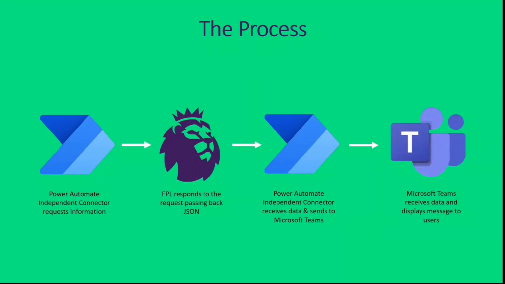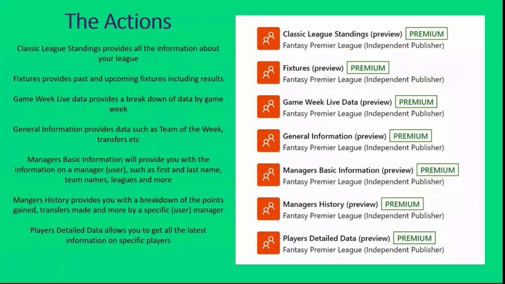So what can we actually do with this independent connector? We have multiple different actions. We have the classic league standing action, which essentially allows you to get all the information on your league. This is what the majority of people use, and it's what I use all the time. Then you have fixtures, so you can get upcoming fixtures and previously played fixtures, and you can get the score results from teams that have just played, etc. You have game week live data, so you can get all the information about that particular game week. You get general information such as the team of the week and what people have been transferring in and out.